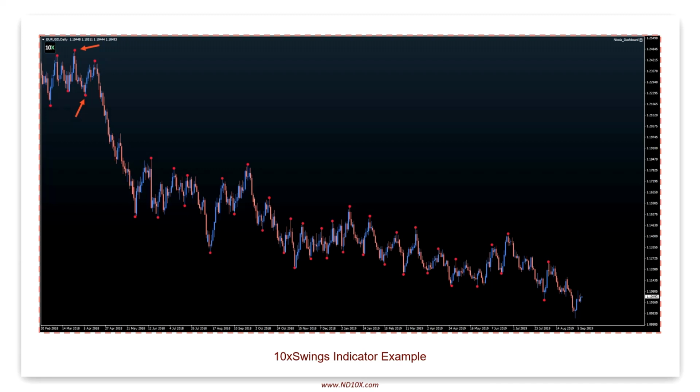Also, it's going to come in handy when you are drawing a potential support and resistance zone, since the dots are going to give you the high and low points that you are looking for. So if you're not a fan of the line chart that we talked about, you can just use our swing indicator to help you draw support and resistance levels.